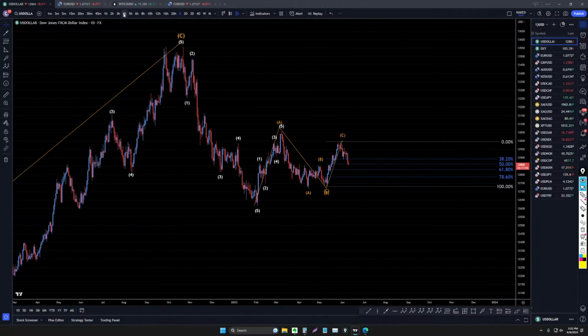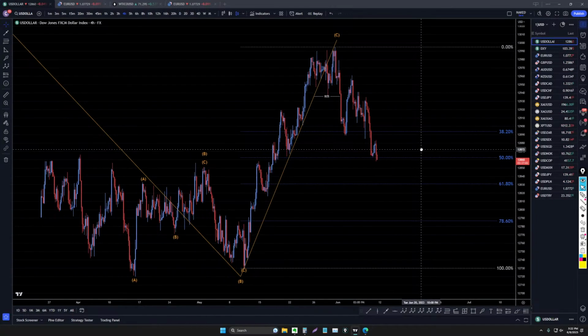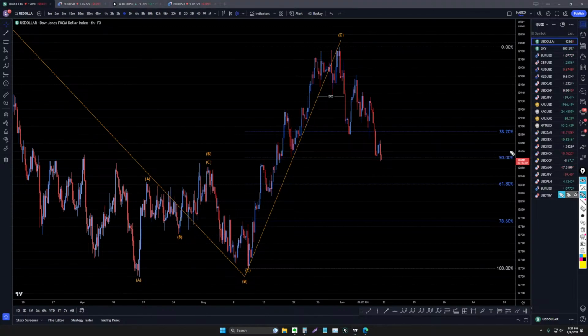Yeah, we still got down momentum on the dollar. It's not even respecting the 50%. This is a 1, 2, 3. And it's probably not even over yet. So keep that in mind.